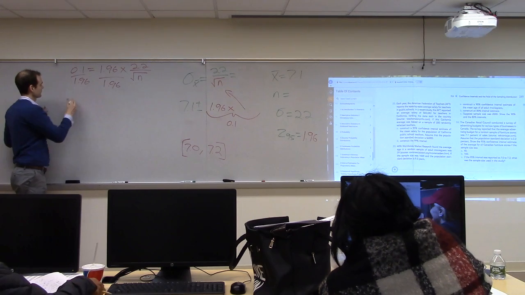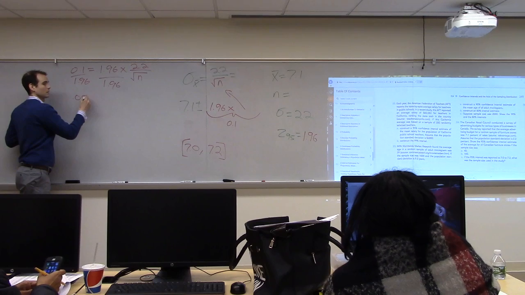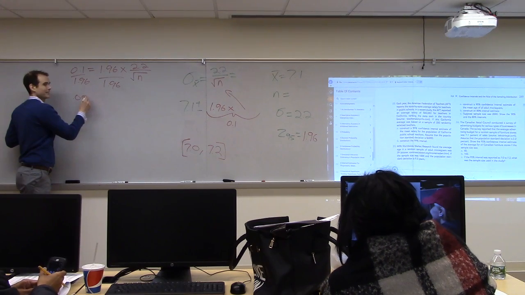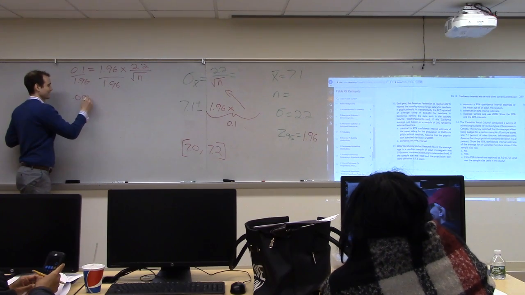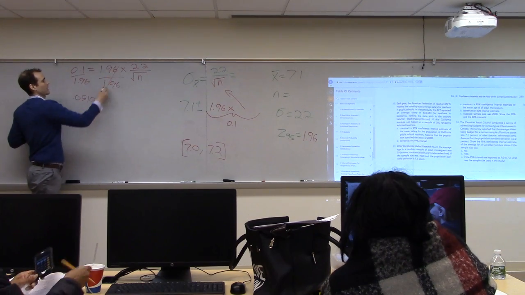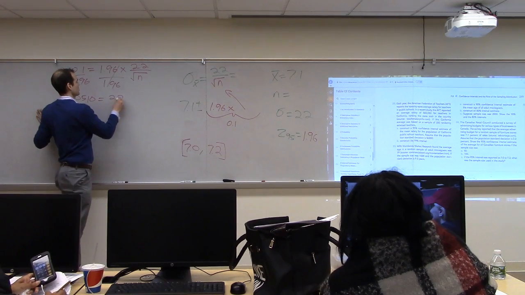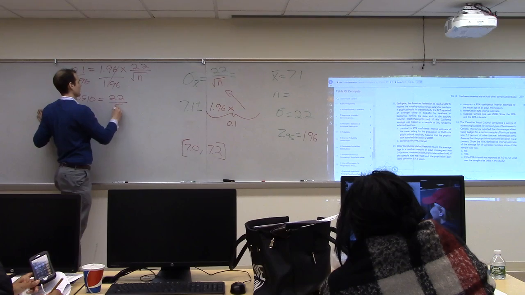Point zero five did the same thing. 0.57? You know that. Oh, I just saved it in my calculator. 0.0510. Okay, equals, and you know this cancels, right? Because it equals 2.2 divided by the square root of n.